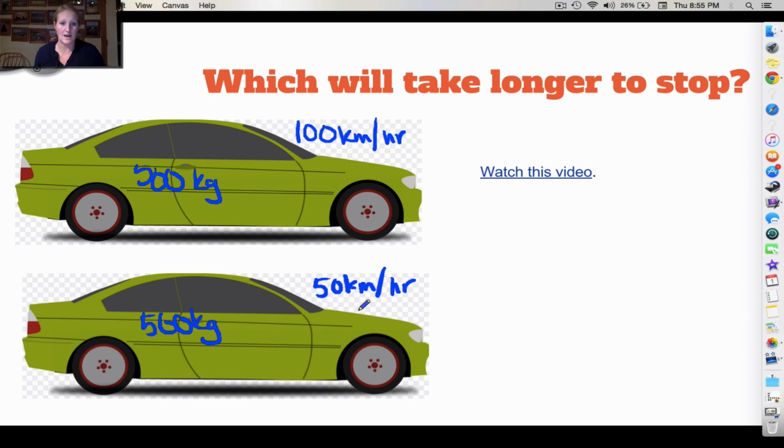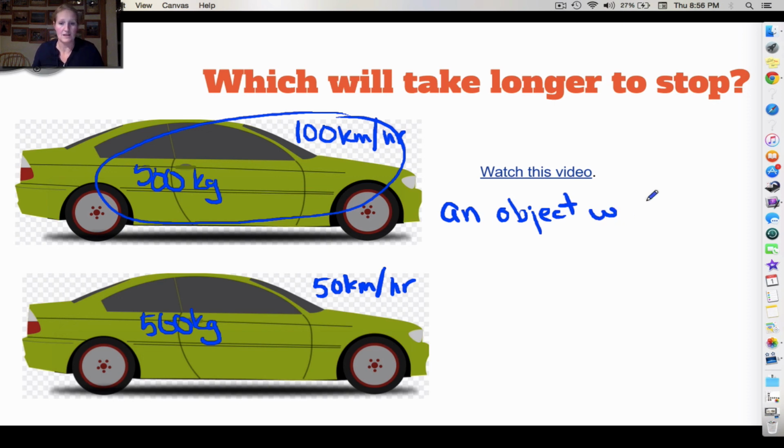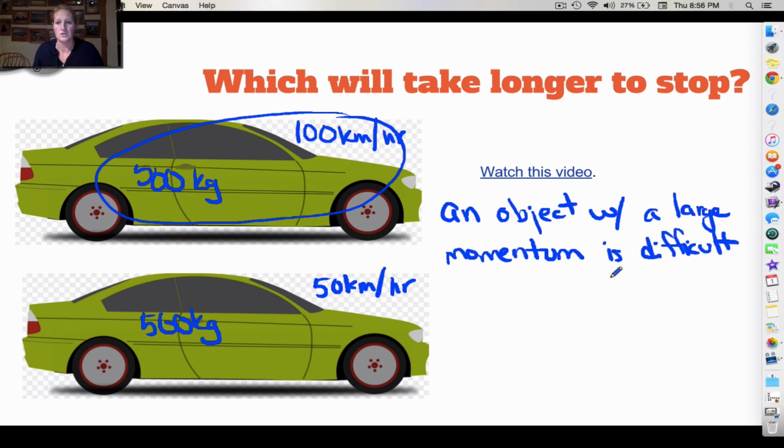So which one is going to have more momentum? Now we know 500 times 100 will be a larger number than 50 times 500. So that's why it will take longer, and the reason is because it simply has more momentum. In your notes you should have: an object with a large momentum is difficult to stop. So it's going to be harder to stop.